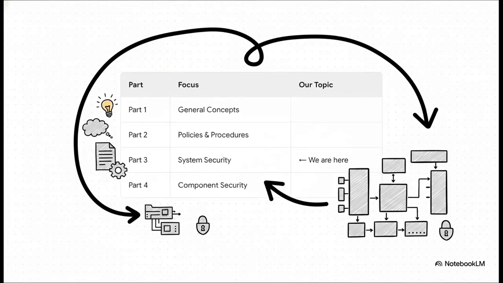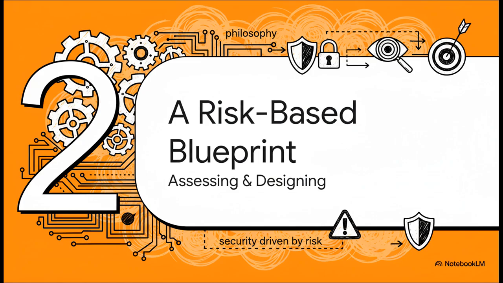Now, it's important to know that IEC 62443 isn't just one document. It's a whole family of standards. There are parts for general concepts, policies, and even for individual components. But we're focusing on Part 3-3, which is right in the sweet spot for us architects. It's all about system security. It's the playbook for designing a tough, resilient system from the ground up. All right, let's open up the Architect's Toolkit.